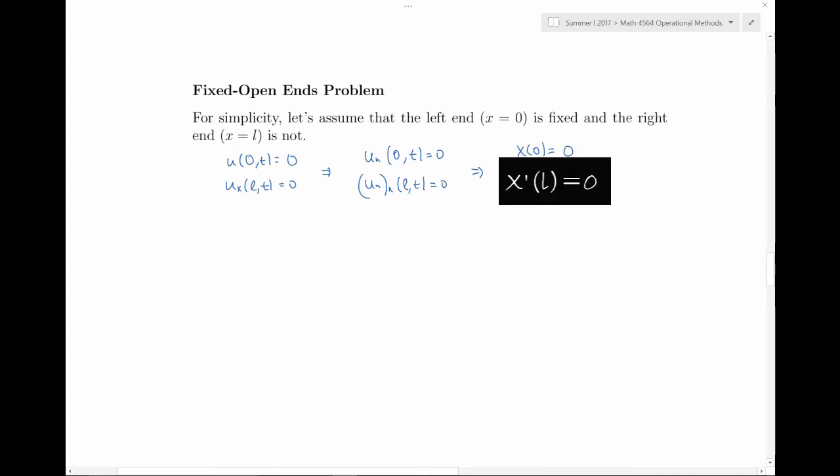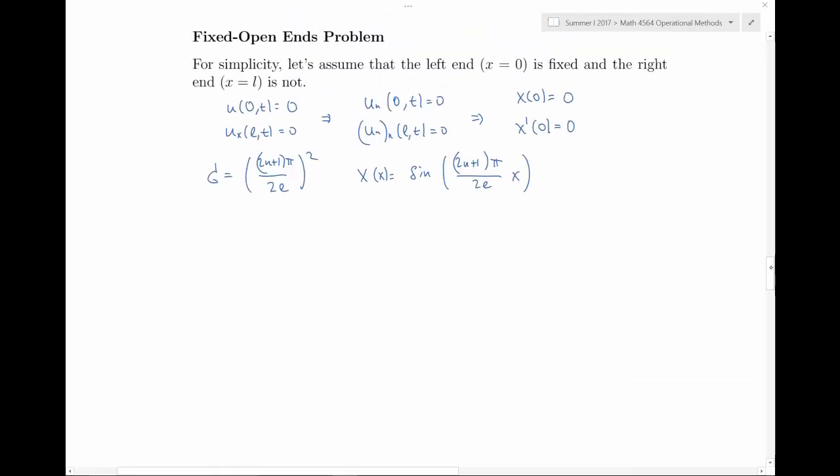We knew what kind of solutions we get. We get that sigma will have to be (2n plus 1) pi over 2L, squared. We also derived that each solution X of x has to be sine of (2n plus 1) pi over 2L x. And now we have to derive the expressions for the function T of t.